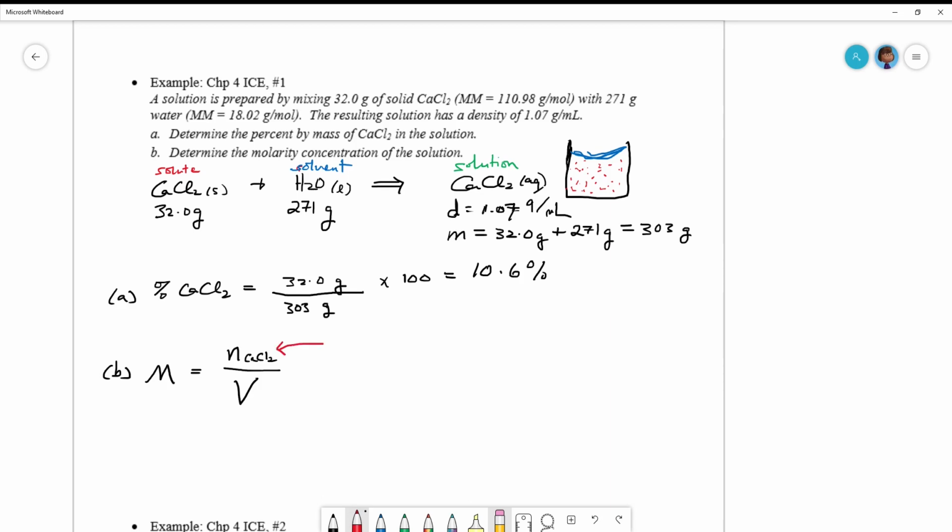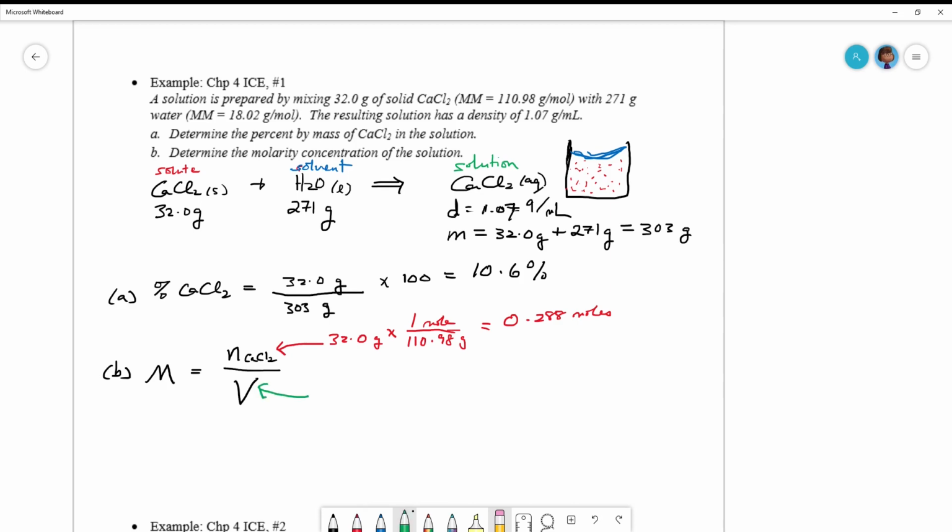We can get moles of solute from the supplied mass of the solute. The supplied mass of the solute was 32 grams. We can convert that to moles using the very happily supplied molar mass in the problem. So times 1 mole per, well, up there in the problem it tells us the molar mass is 110.98 grams per mole. And when we do this, I end up getting the moles of calcium chloride to be 0.288 moles.